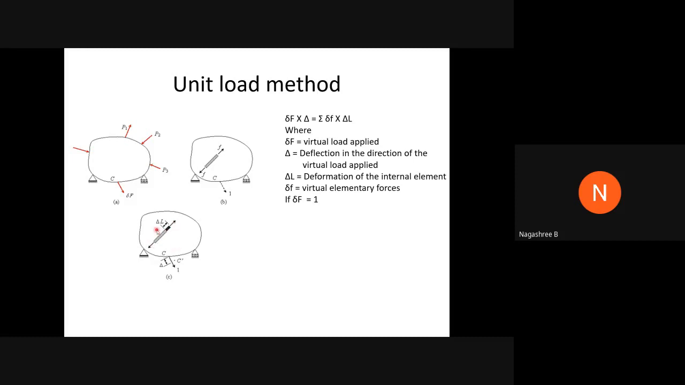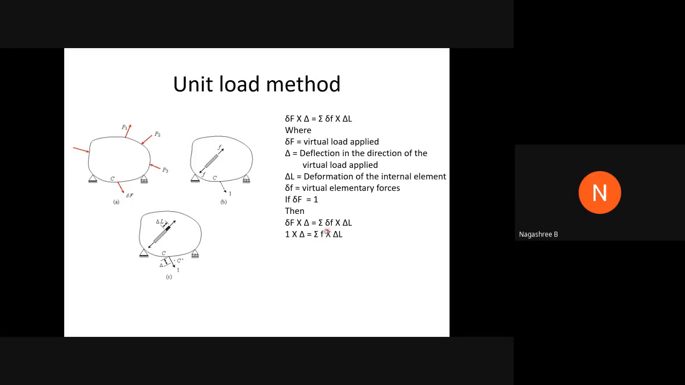Now if I take delta F, applied exactly at point C, as equal to 1, since it is arbitrary, for convenience delta F is equal to the unit load, that is 1, so the equation can be rewritten as 1 into delta is equal to sigma f into delta L. On the right side, f denotes the internal force due to the virtual unit load.